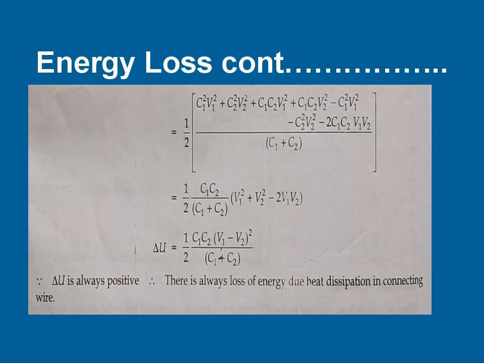Here you observe that delta U is always positive, because here we get V1 minus V2 whole square. No matter whether V1 is greater than V2 or V2 is greater than V1, the whole square is always positive. There is always loss of energy due to heat dissipation in the connecting wire. I hope up to this you understood very well. We move towards the next slide.